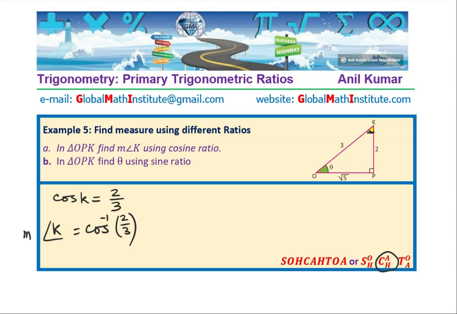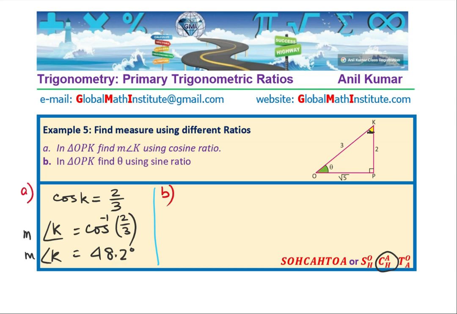So let me now round the answer. The measurement of angle K is 48.189. So I'll round it to 48.2 degrees. Is that clear to you? Did you get the same answer? Perfect. Now, this is part A for us, correct?